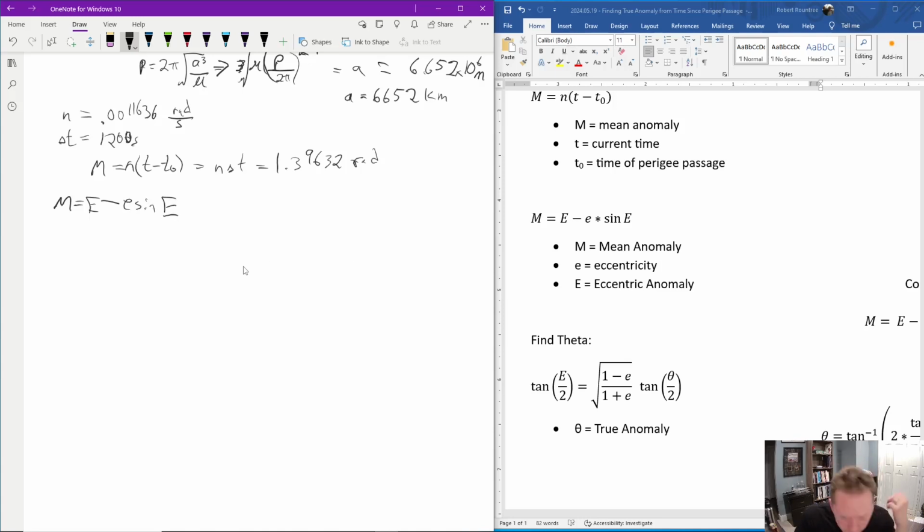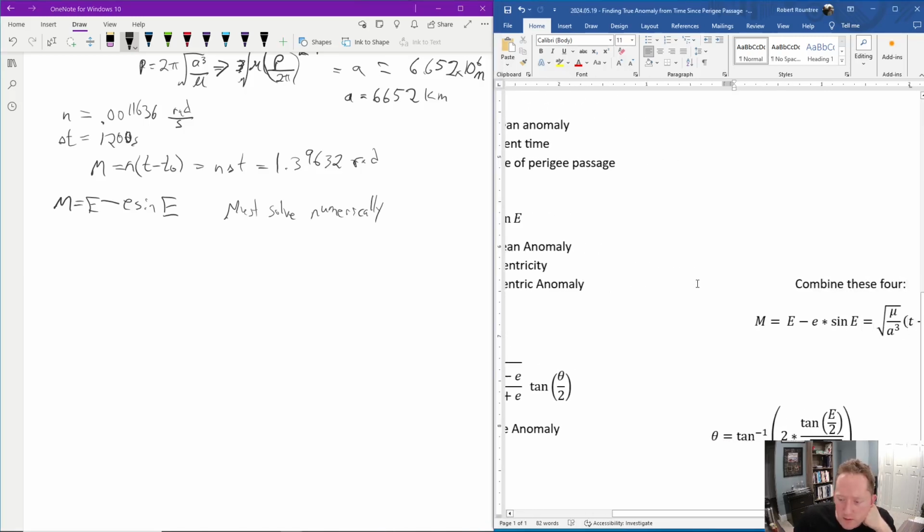A couple things here. One, this is a transcendental equation, so we cannot solve for this analytically. We must solve numerically, and there are a couple different methods we can use, which I'll get to momentarily.